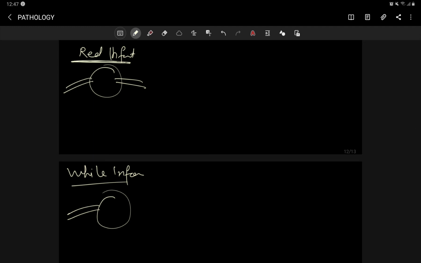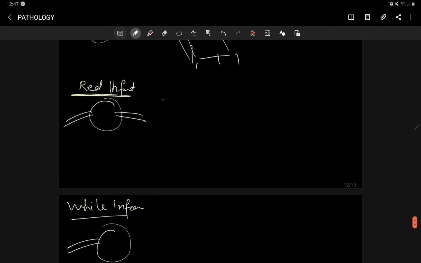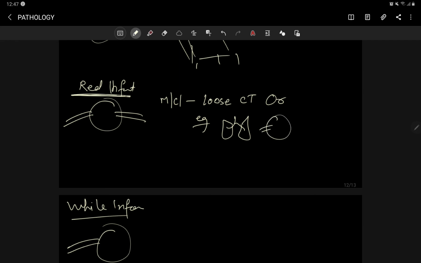For example, the red infarct is most commonly seen in loose connective tissue organs, for example the lungs, or maybe the spleen. Due to this reason, a red infarct is also known as a hemorrhagic infarct.